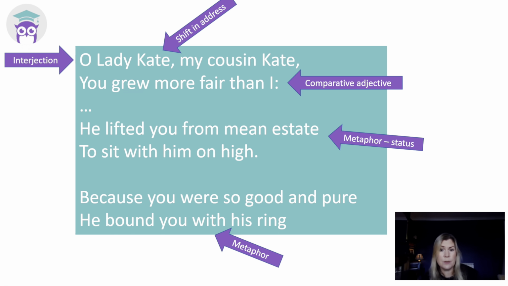Now, "because you were so good and pure, he bound you with his ring." So we've got another metaphor here. The idea about being bound by his ring is another reference to that objectification of women, this idea about trapping; if she's bound to him, she can't escape. But there's also a real bitter irony in these lines because it's her goodness and purity that has attracted the Lord to her, as well as her beauty, obviously.